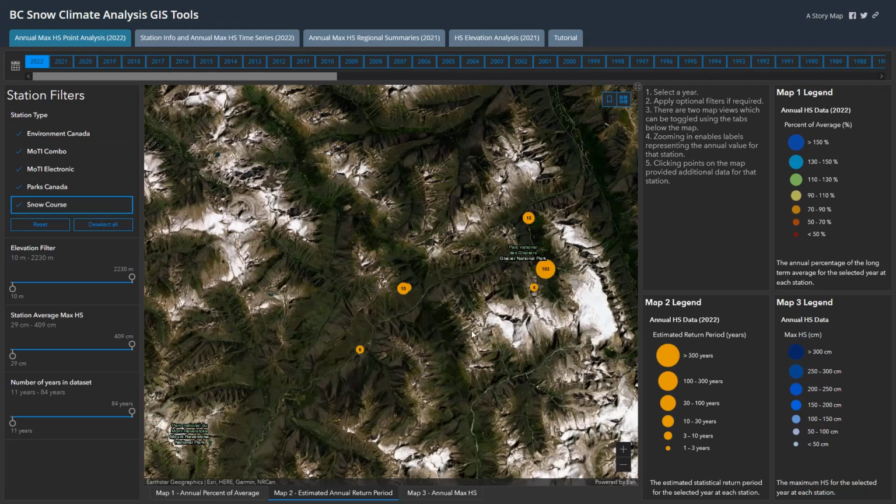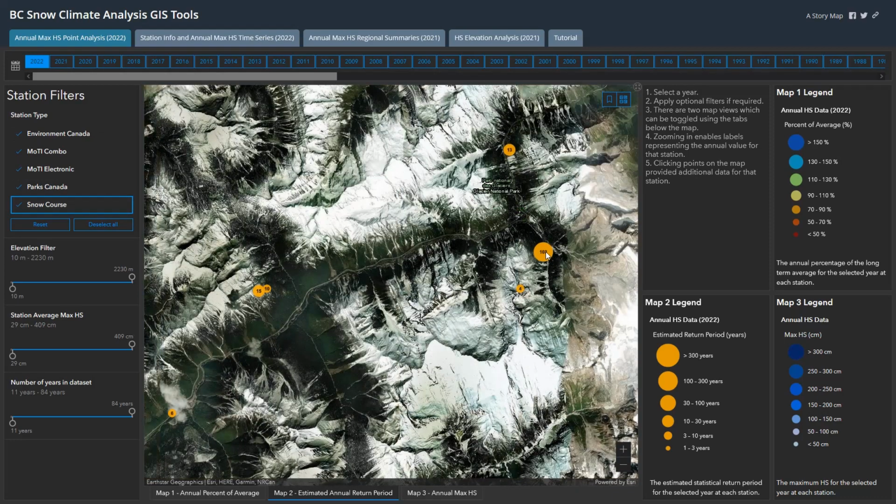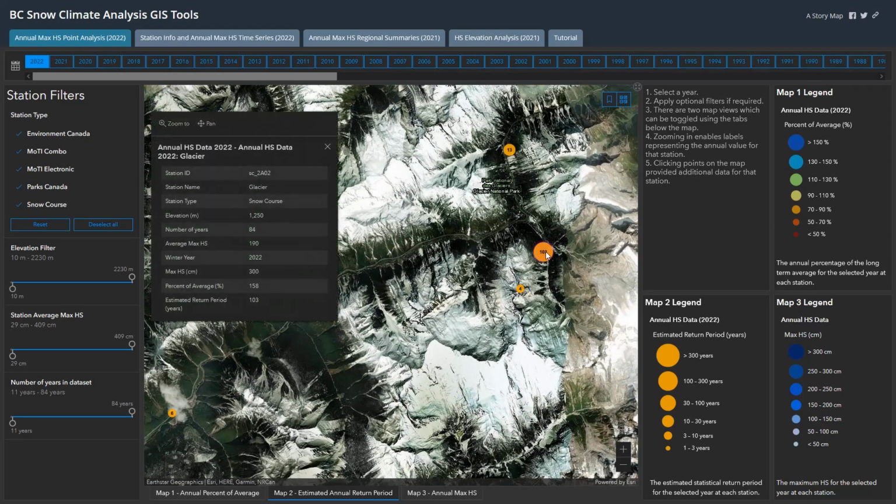One that stood out was the Glacier Snow Course. Again, these are only measured once a month in the winter, so you're likely missing your true maximum value, but this is an 84-year data set, so it is still relevant to a certain extent. The average of this data set is 190, and this winter they measured a maximum of 300 centimeters, which was 158% of average, and gave an estimated return period over 100 years.